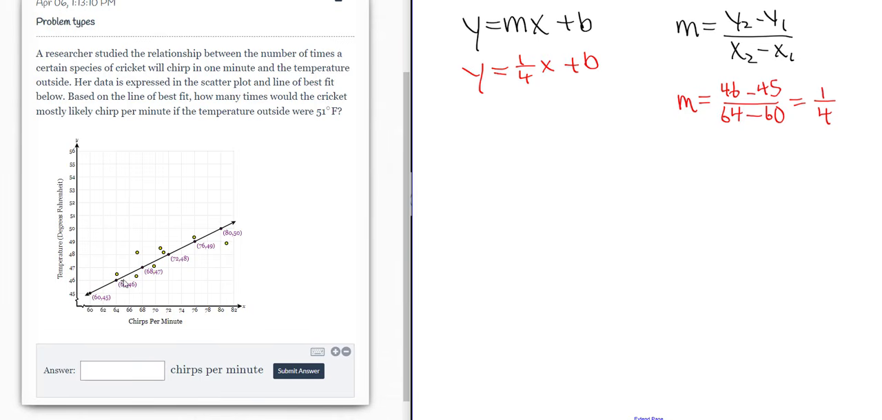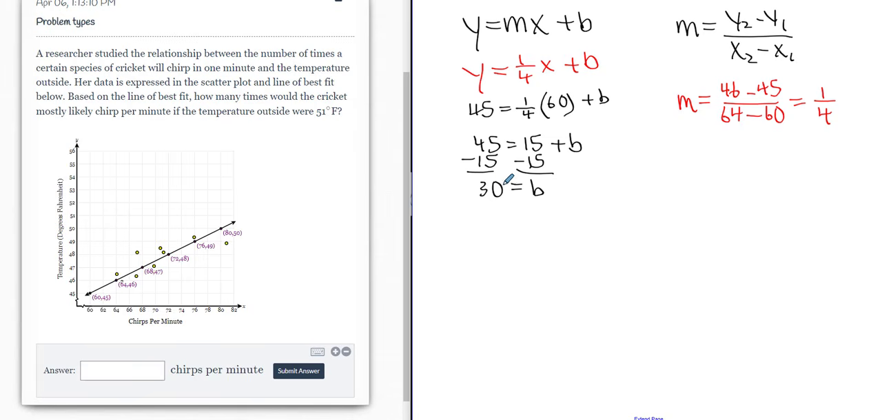And now I'm going to have to take one of these points over here, and I'm going to plug them in for y and x so we can find out what our b value is. So let's see, I'm going to use 60 and 45. So 45 is my y value. So I've got 45 is equal to 1/4. My x value that goes with that 45 is 60 plus b. So I have 45 is equal to 1 times 60 is 60. 60 divided by 4 simplifies to 15 plus b. Then I'll subtract 15 on each side. And let's see, I have 30 is equal to b.